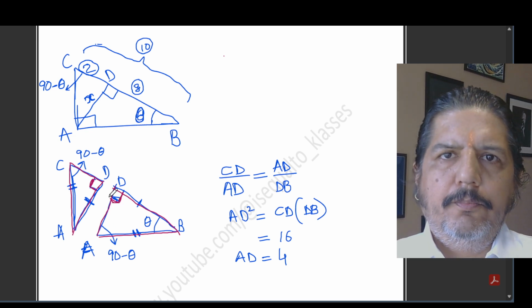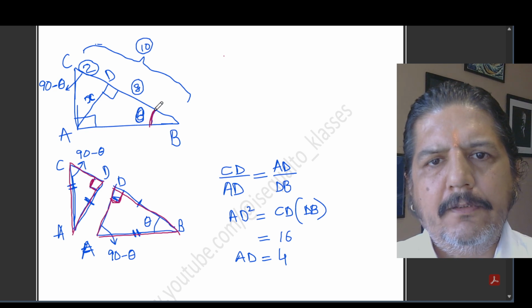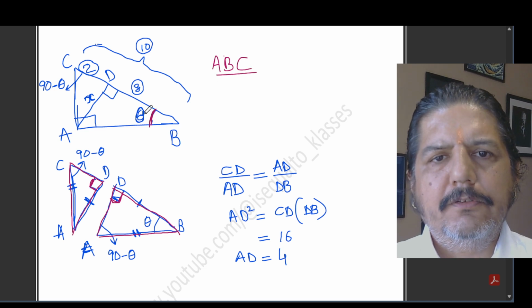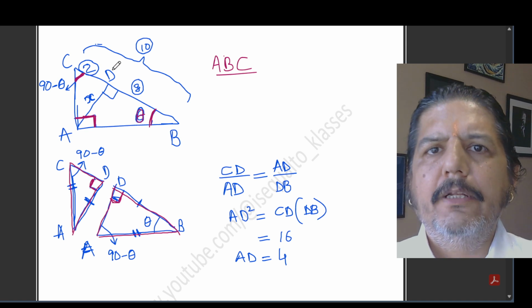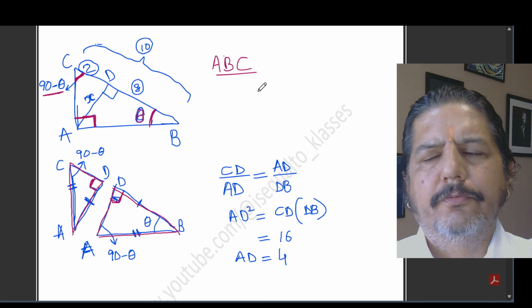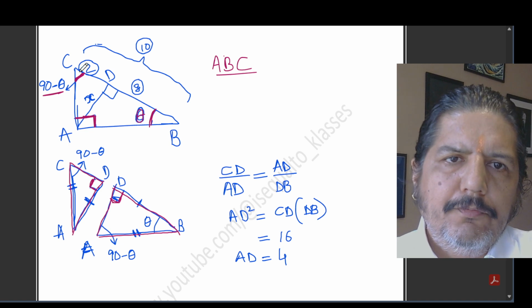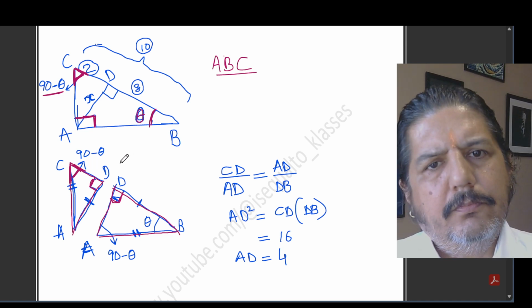Now you'll have to bear with me for some time and try to understand what I have done. See, if I assume that in the bigger triangle ABC this angle is theta, then I understand that this angle is 90. So therefore this angle would be 90 minus theta, by the property of triangle: sum of angles of a triangle is 180. So I understand that these two angles are 90 minus theta. I have come to this conclusion.